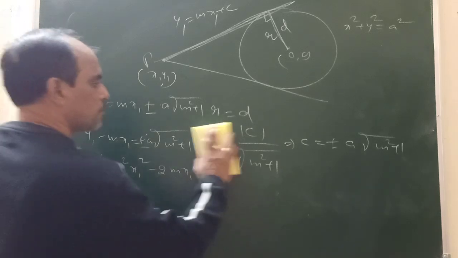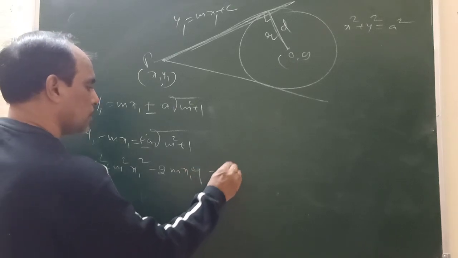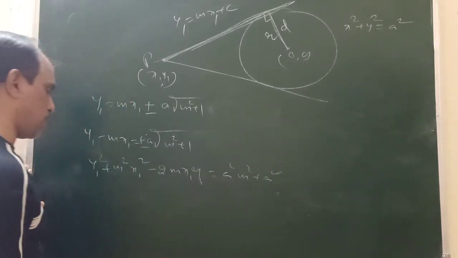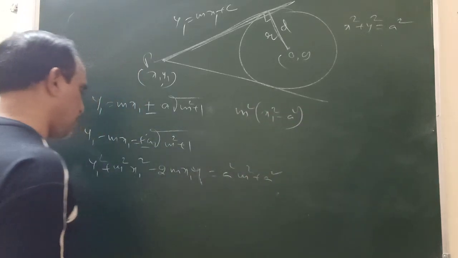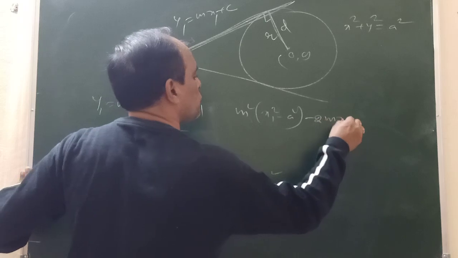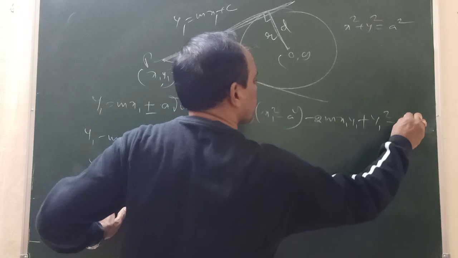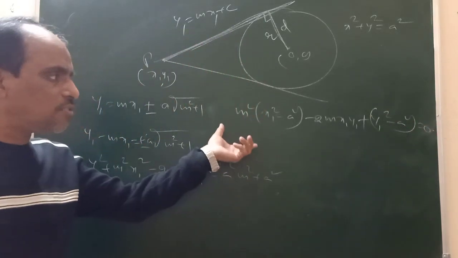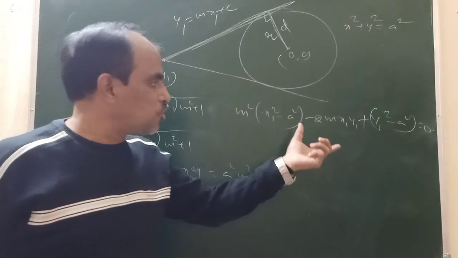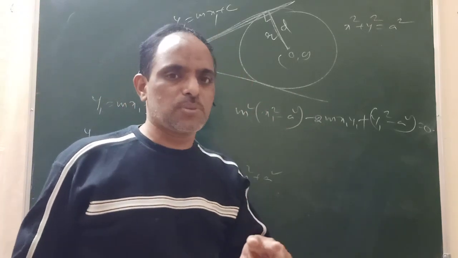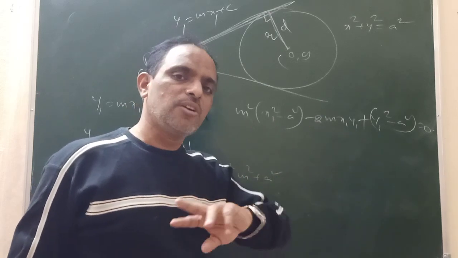is equal to a square m square plus a square. Now you see m square of x1 square minus a square minus 2m x1 y1 plus y1 square minus a square is equal to 0. So it is a quadratic equation in m. What is m? Here m is nothing but slope. So from this we can say that there exist two real slopes, because it is a quadratic equation. There exist two real slopes, so we can draw two tangents.